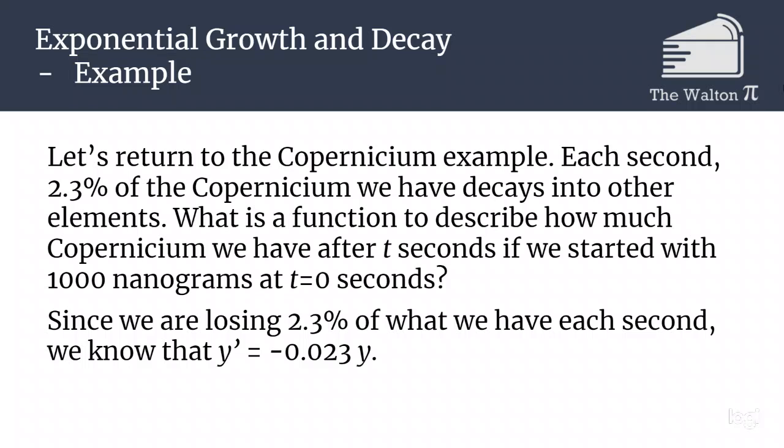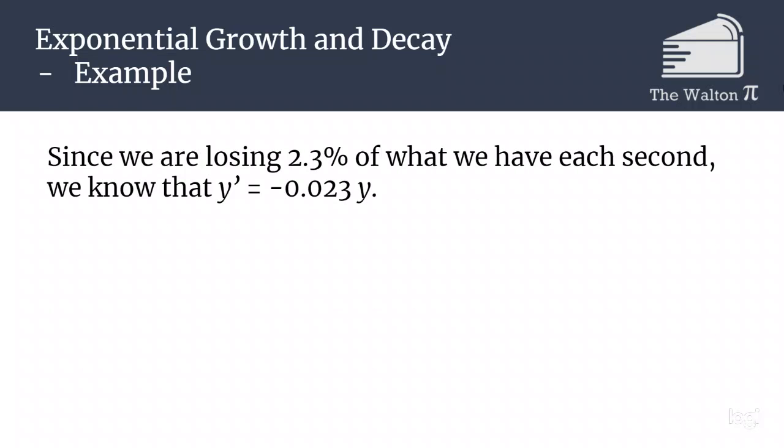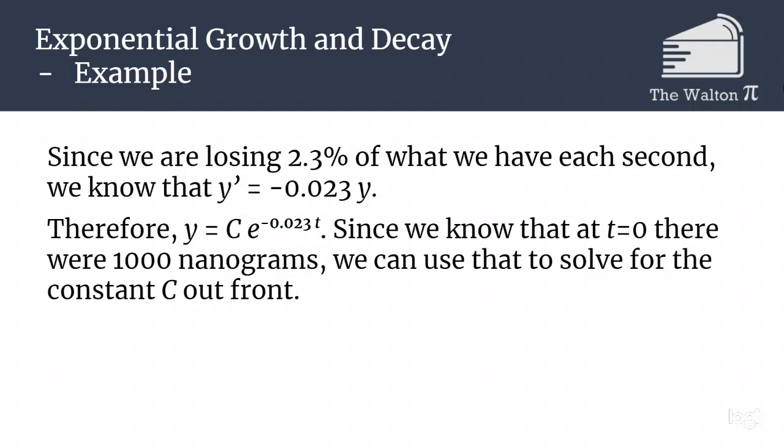Now, having 1,000 nanograms of copernicium is very unlikely because it is so unstable, but let's just run with it anyway. If we are losing 2.3% of what we have each second, we know that y prime is equal to negative 0.023y. Using that, we are able to plug that into the form. We know y is going to be equal to a constant times e to the negative 0.023 times t. If we know that at time t equals 0, there were 1,000 nanograms, we're able to use that to solve for the constant c out front.